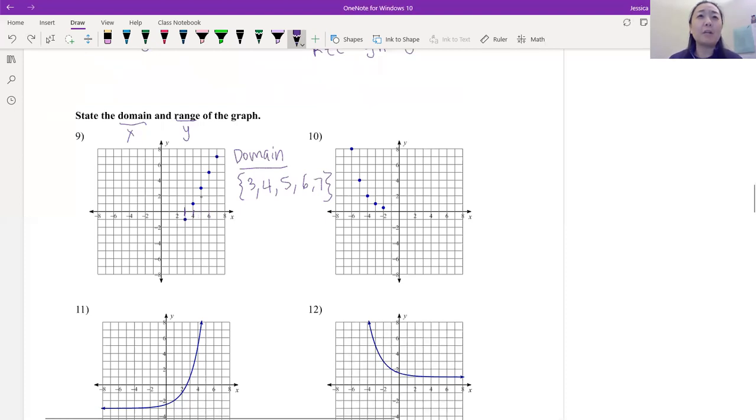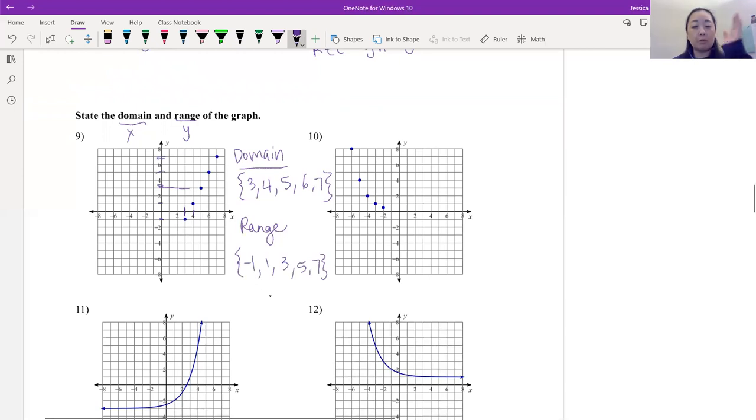Right, so this point right here, it matches up with 3. This is going to be 6, and this is going to be 7, right? That's your domain. That's all the numbers that x can be. It can't be anything else because there's no other points. For range, we're looking at the y. So we're looking for how low it's going to go. So we look at the y as like, okay, it goes from -1 and then +1. And this one's going to be 3, 5, and 7. Oops, that's 7.